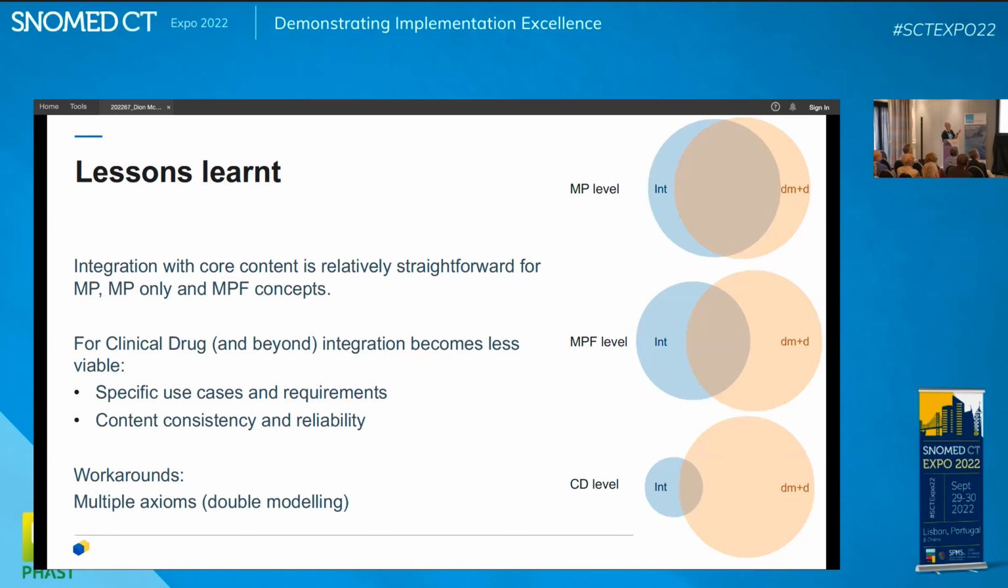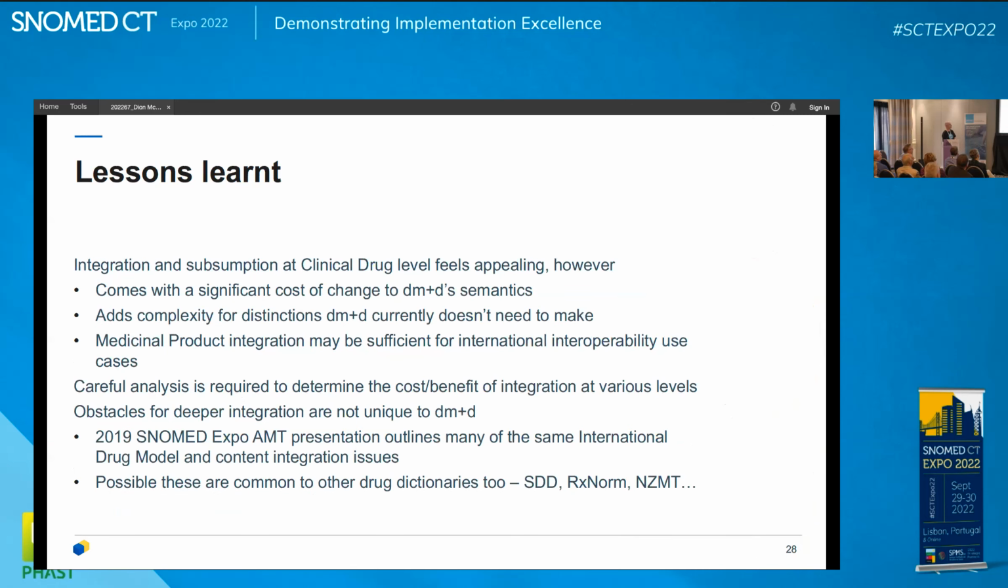And it's interesting because some of the products in dm+d, some of that intersection is dm+d directly referring to clinical drug concepts from the international edition. So some of them we're getting quite cheaply. So we're really not getting much subsumption. So yeah, integration and subsumption at clinical drug does feel appealing, but it's actually quite hard.